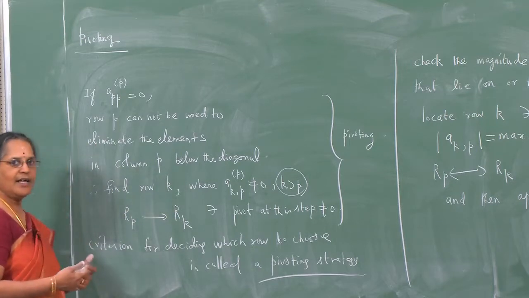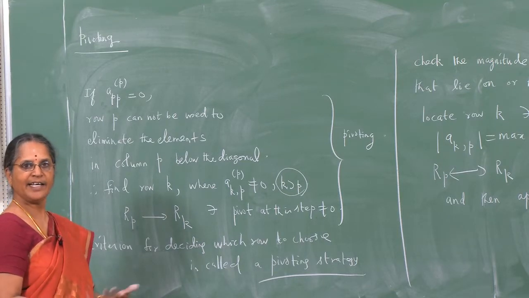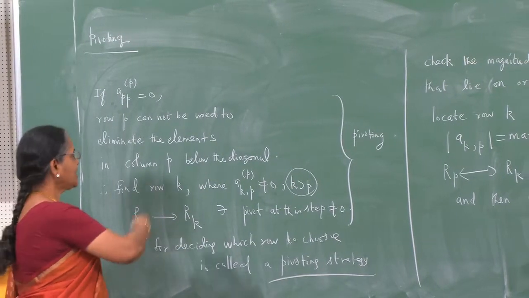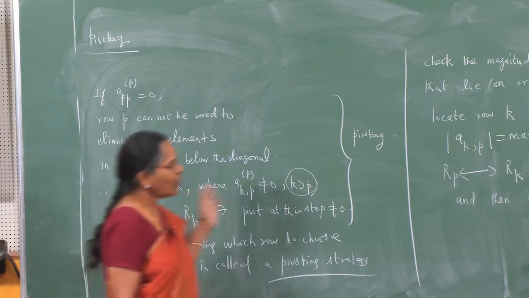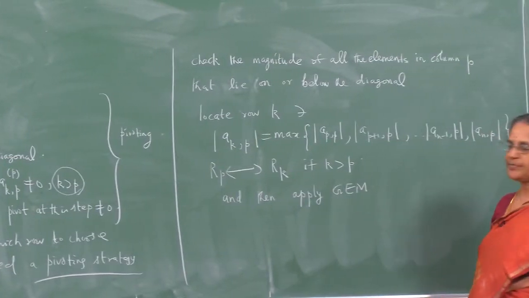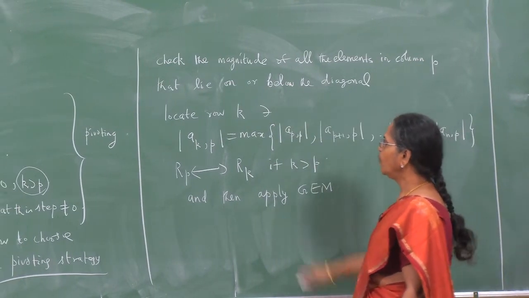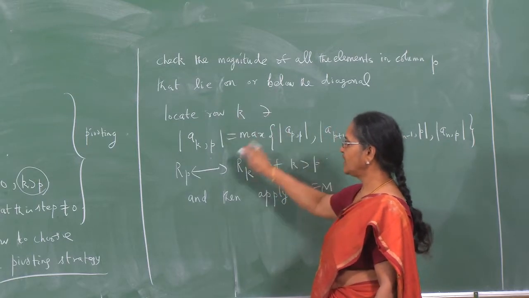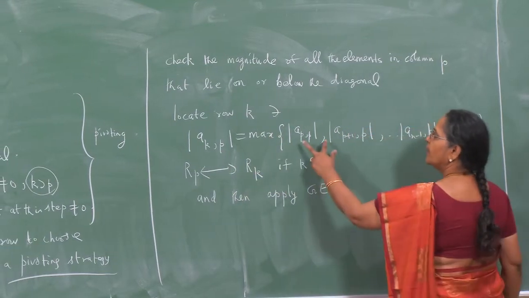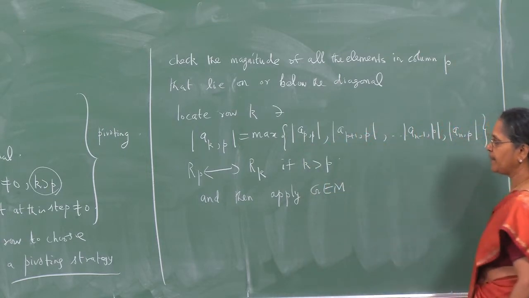And now you have to see which of the rows can be called as the kth row. There must be some condition or criterion that must be used to select the row, so that I can interchange that row with the pth row. So, what you do is you check the magnitude of all the elements in column p that lie on the diagonal or below the diagonal, and locate that row as the kth row such that its magnitude AKP is maximum of the magnitude of APP, AP plus 1 P, etc., ANP.